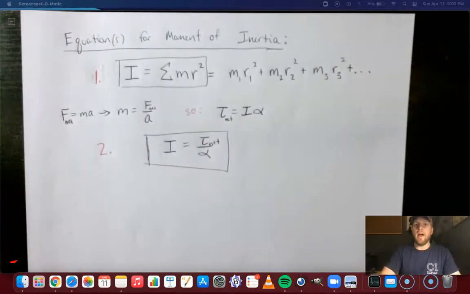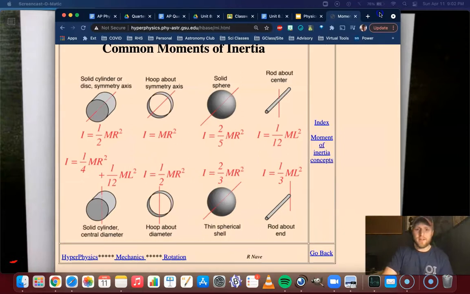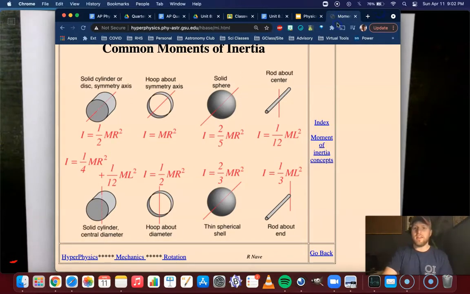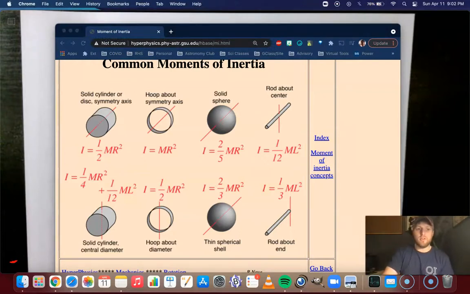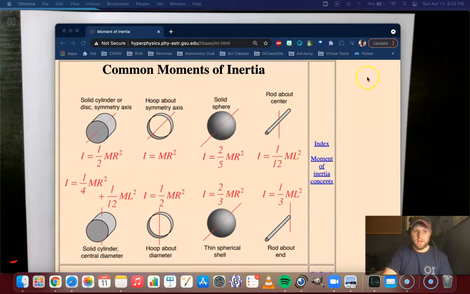But before we do that, I want to show you that in general, we're not going to be calculating moments of inertia all that often. And the reason for that is because if you don't have anything that's very simple, like what I just showed you there with masses at specific distances away. For example, these different kinds of shapes. These shapes here are pretty standard versions of common moments of inertia, as you can see here.